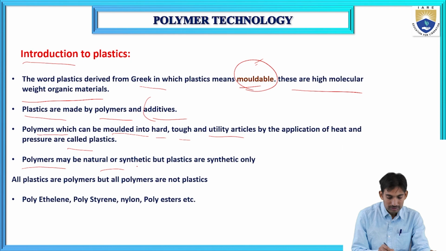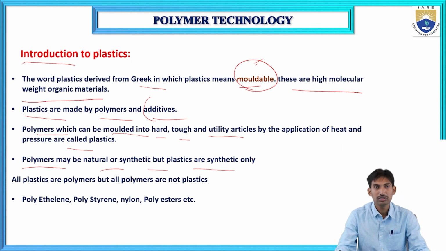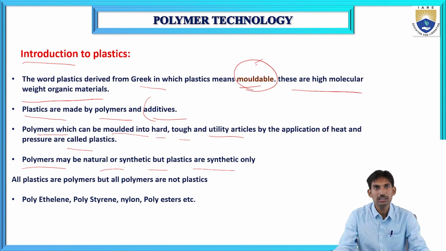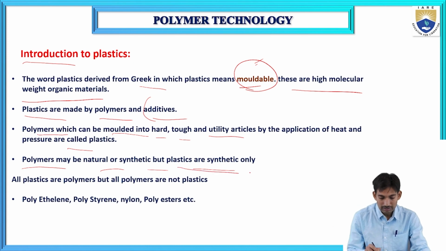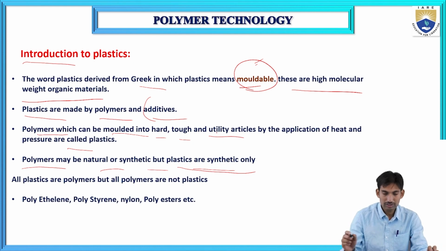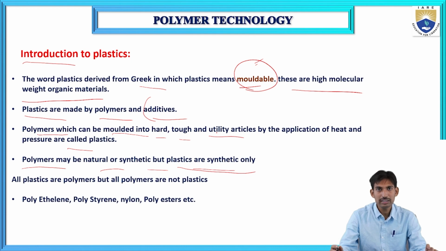Polymers may be natural or synthetic, but plastics are synthetic only. Already we discussed that natural polymers and artificial polymers are there. The plastics can be synthesized from polymers only. There are no natural plastics.